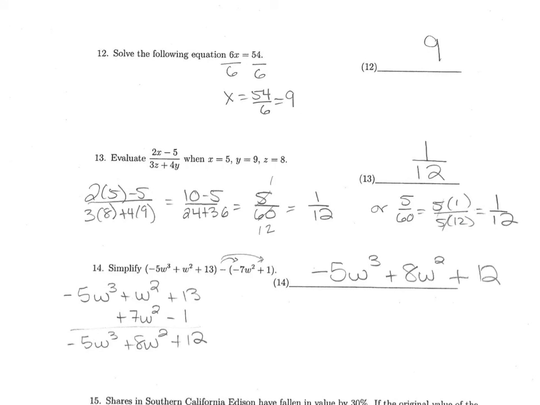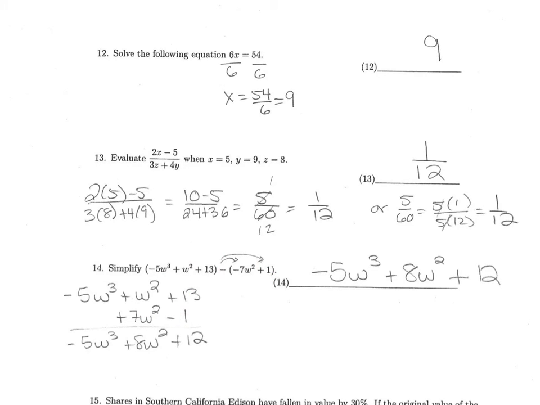For number 14, this looks similar to one we had before, but these variables have higher exponents, so we're going to have to watch when we collect like terms. The first one comes along for the ride, negative 5w cubed plus w squared plus 13. This negative sign gets distributed to each term, so negative times the first one gives you a positive 7w squared. Negative times a positive 1 gives you a negative 1.